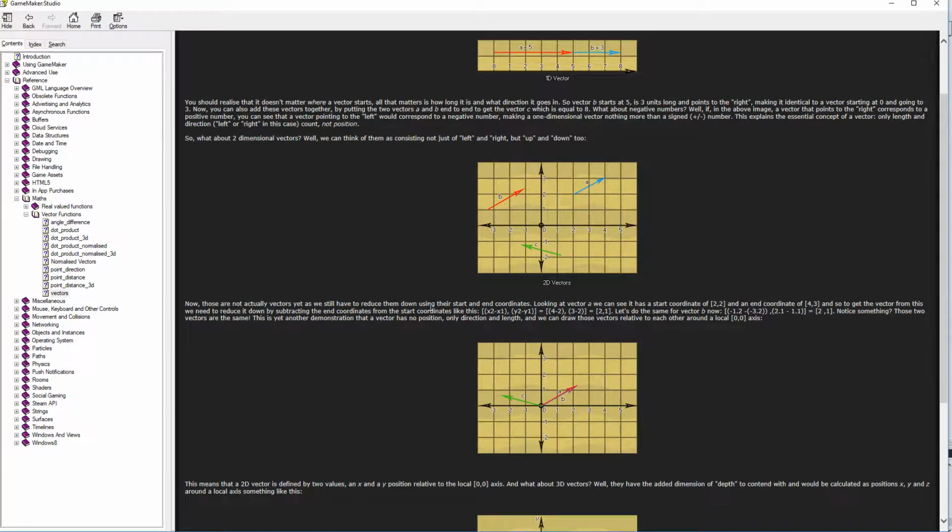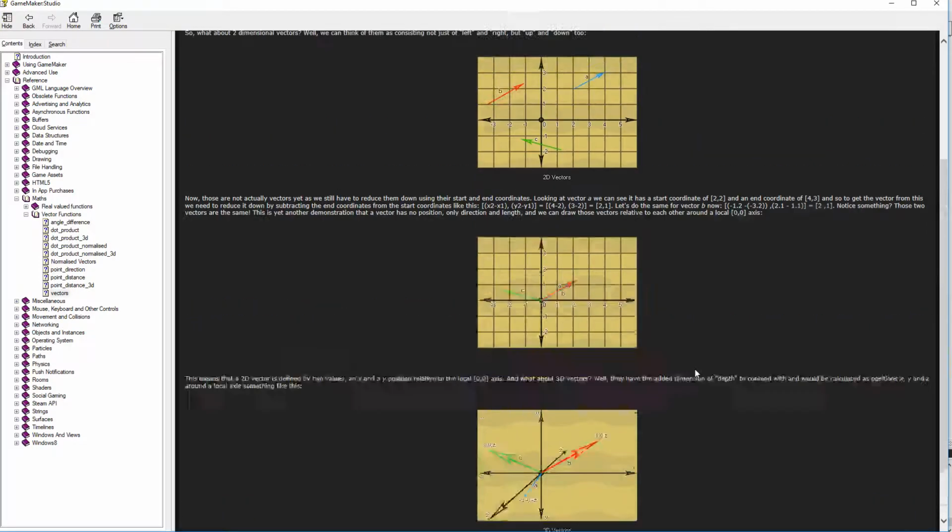So let's do the same for vector B now. (1, 2) minus negative 3, 2 and 2.1 minus 1.1 equals 2, 1. Notice something? These two vectors are the same. This is yet another demonstration that a vector has no position, only direction and length, and we can draw those vectors relative to each other around a local 0, 0 axes.